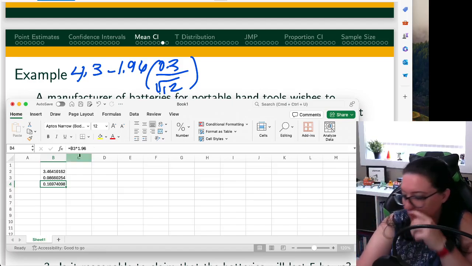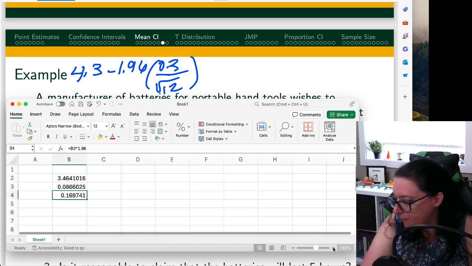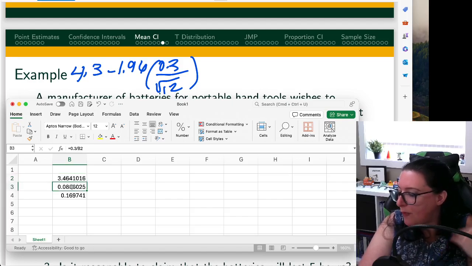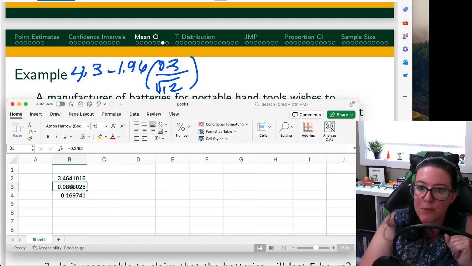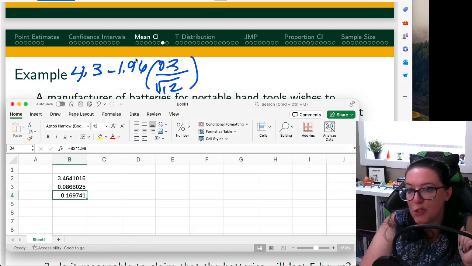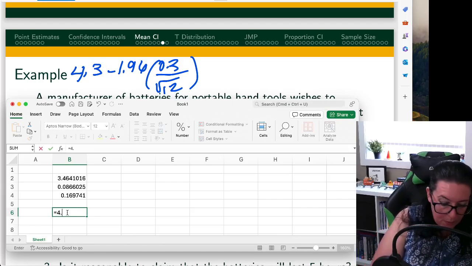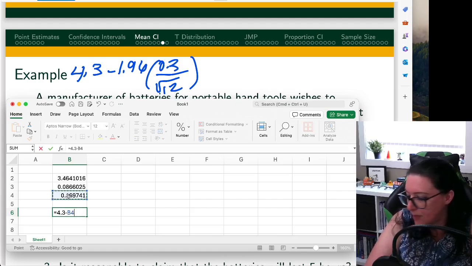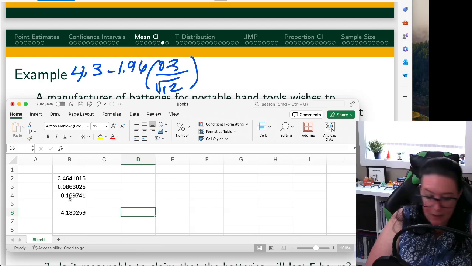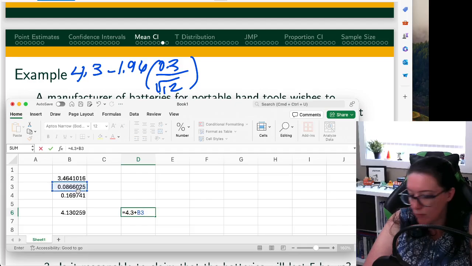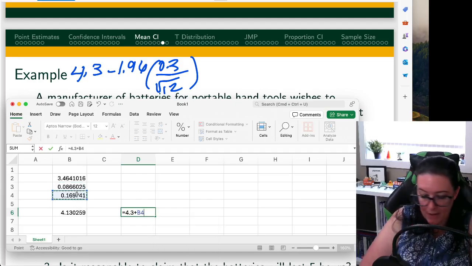0.1697. Can you see that? This might be too tiny here. Okay, so what I did is I took the square root of 12, I did 0.3 divided by the square root of 12, and then I did times 1.96, which gives me this margin of error here. The reason to do that separately is that we can then do 4.3 minus this, which gives us the lower bound, and we can do 4.3 plus that, which gives us, whoops, the wrong one, the upper bound.